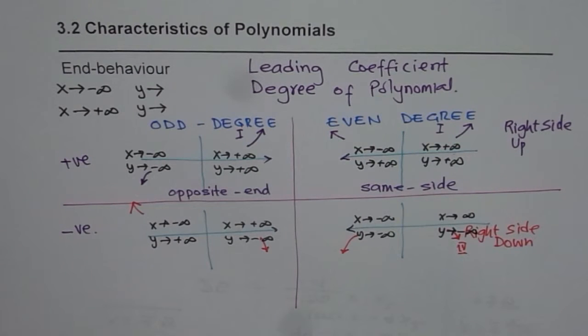That is how you have to understand end behavior of a polynomial. I hope that's absolutely clear and you're not going to forget. So if leading coefficient is positive, right side up. If leading coefficient is negative, right side down. For even degree, same sides. For odd degree, opposite ends. That should help you to get end behavior correct always.